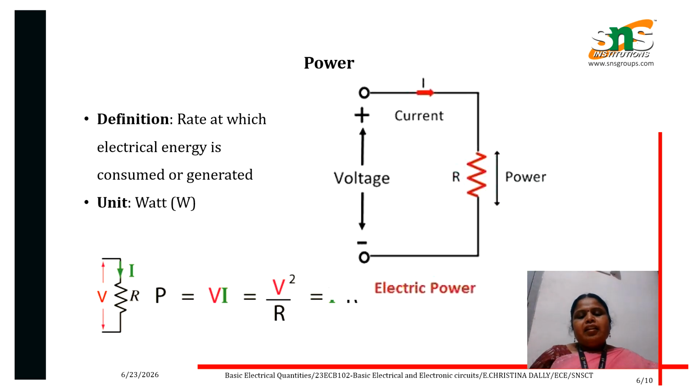Power. We know that power is the rate at which electrical energy is consumed or generated. The unit of power is watt. We know that power can be measured in terms of voltage and current. P is equal to VI. So I is equal to V by R. Just substituting in the above formula, we will get V squared by R. So we can write V by R is equal to I, so P is I squared into R. So this is the representation of the power.